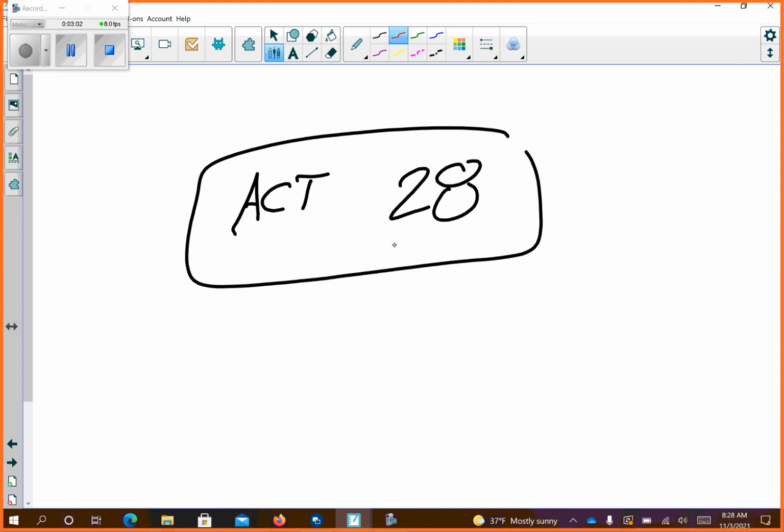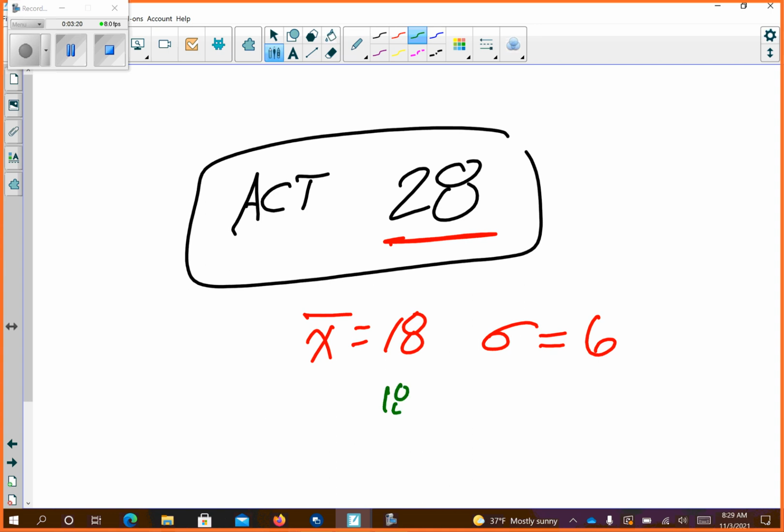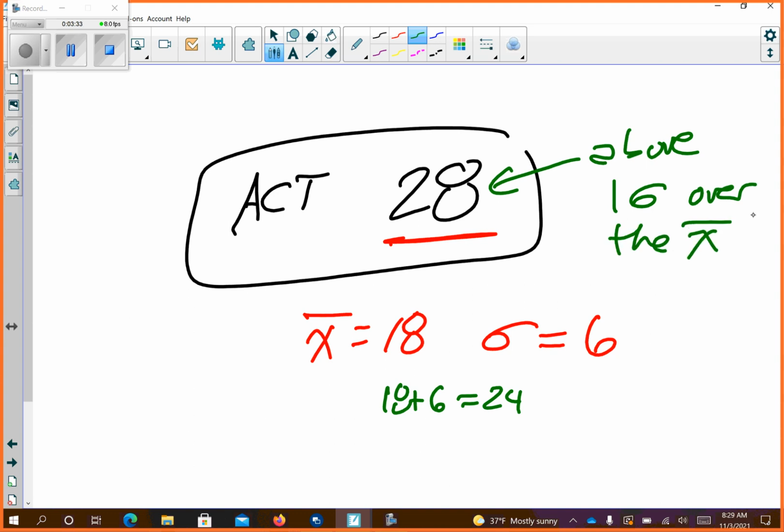But they say this particular person scored a 28. They say that, and I don't know if this data is accurate or not, they say that the average score on the ACT nationwide is an 18, and you get a standard deviation of 6. Okay, so if you look at this, if I go 18 plus 6, I get 24. So this is above 1 standard deviation over the mean. Okay? And that's a Greek letter. It's not a letter 6 for standard deviation.